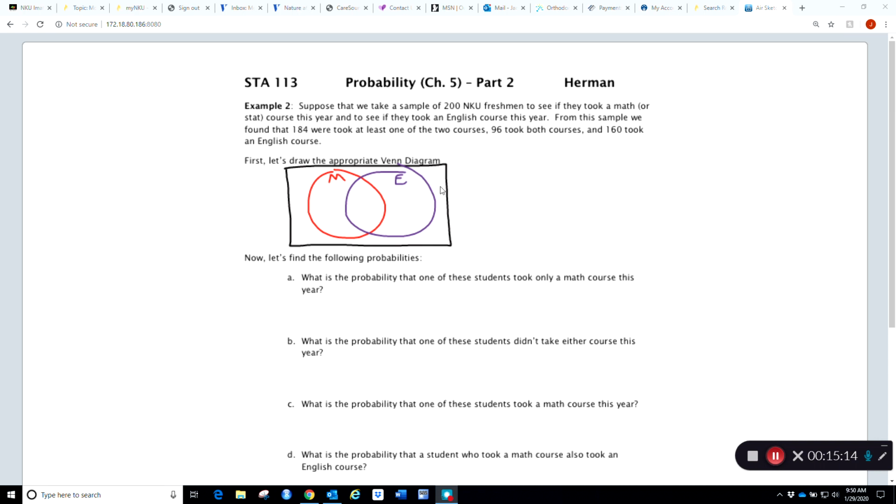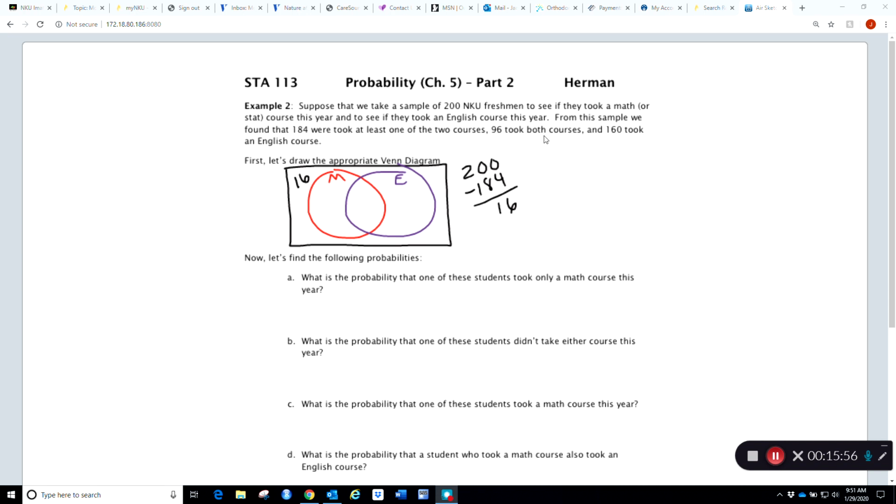All right, so I've first drawn my picture. So math and English are my two different events. We have a total of 200 students. That should be useful. 184 took at least one of those two courses. So that's the red and purples all together. So even though that number doesn't tell me a lot, it does actually tell me something. Because if I take my 200 and subtract off that 184, that means there are 16 students who didn't take either course, which means they are on the outside.